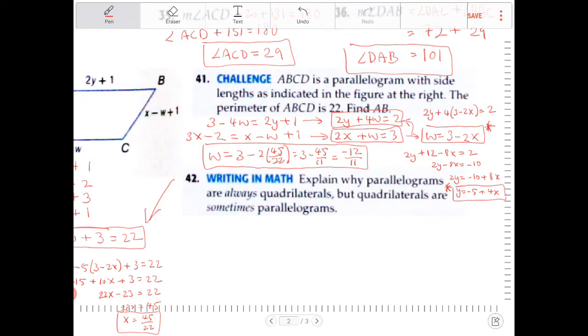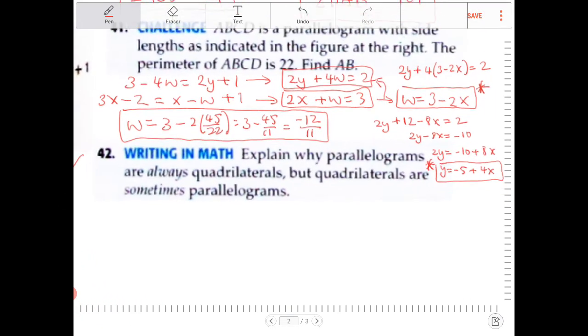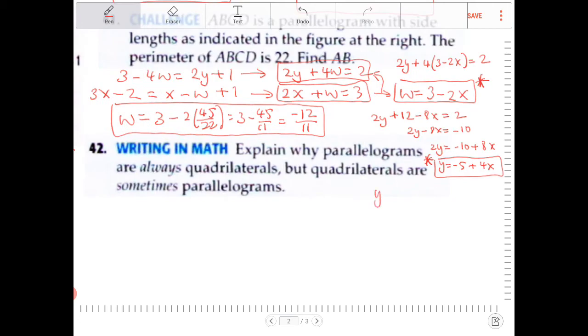And the last one is to find out what y is. Since y is equal to negative 5 plus 4x, it's negative 5 plus 4 times 45 over 22, which simplifies to negative 5 plus 90 over 11 or 180 over 11. Hmm, that's negative 5 plus 180 over 11, or 180 minus 55 is 125 over 11.